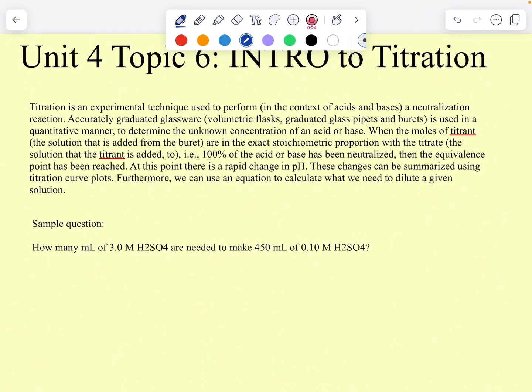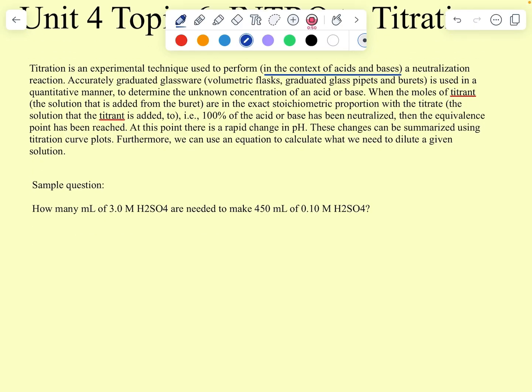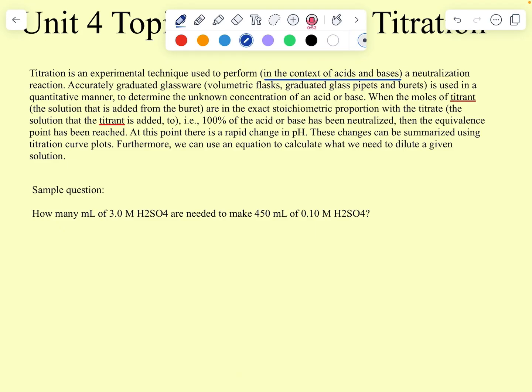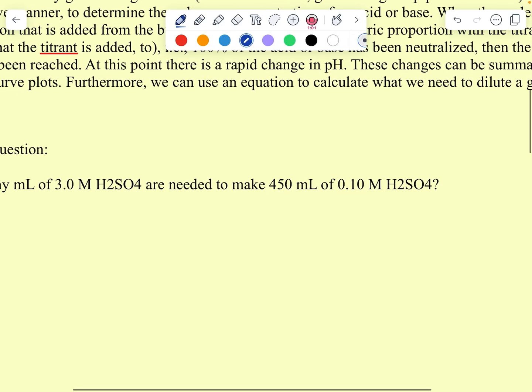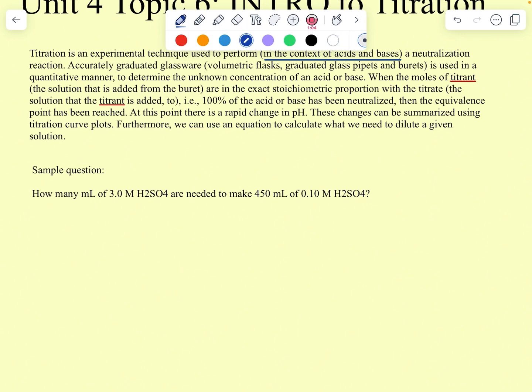So, we need accurately graduated glassware, like volumetric flasks or the burets that we usually use in titration, because we have to be really accurate with our measurements. They are used in a quantitative manner, and we use them to determine the unknown concentration of an acid or a base. So you have this reaction set up where you're titrating the solution we don't know with something that we do know, essentially, and we'll look more in depth at the actual experimental technique when we get to acid-base in Unit 8.